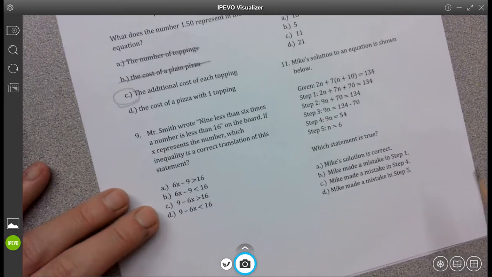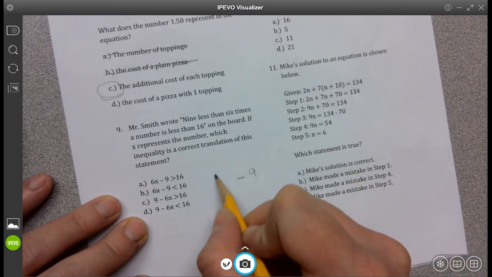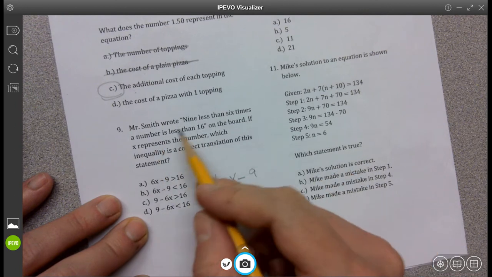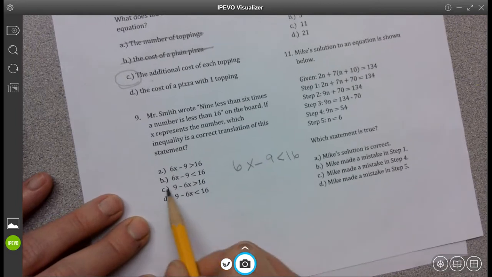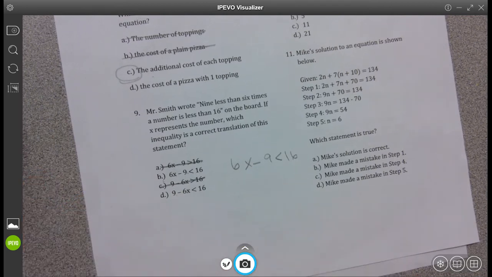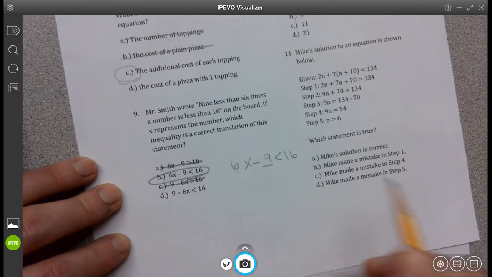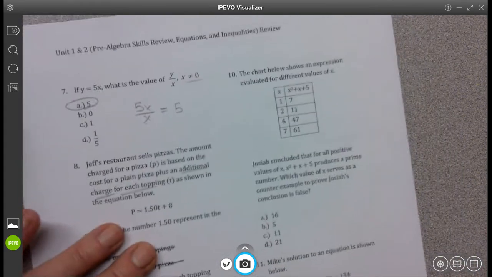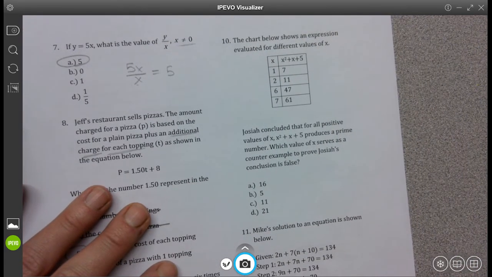Okay. Mr. Smith wrote 9 less than 6 times a number. The whole thing is less than 16. Well, if you see less thans, you should automatically know the greater ones are probably not going to work. 9 less than. If you said you were 10 years less than somebody, you would subtract 10 to find the age. So you have to remove it from something. That's B.